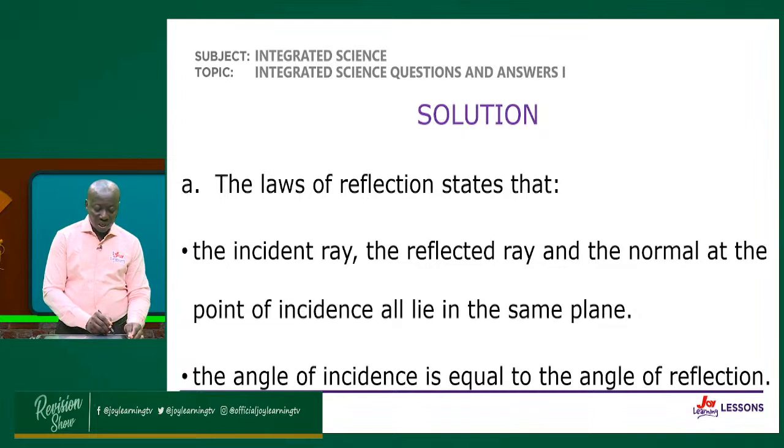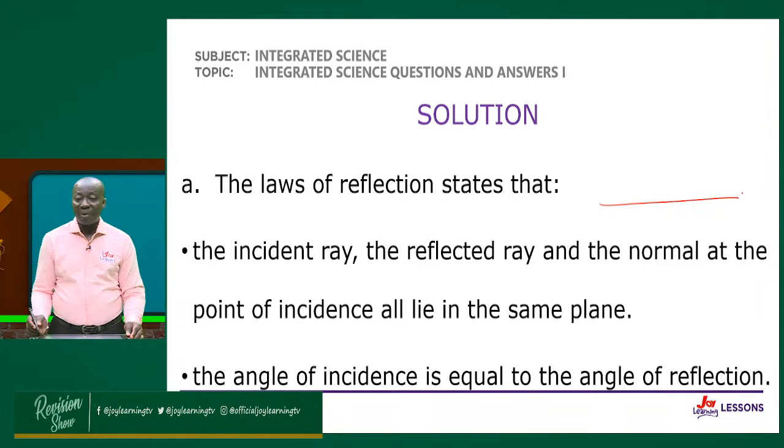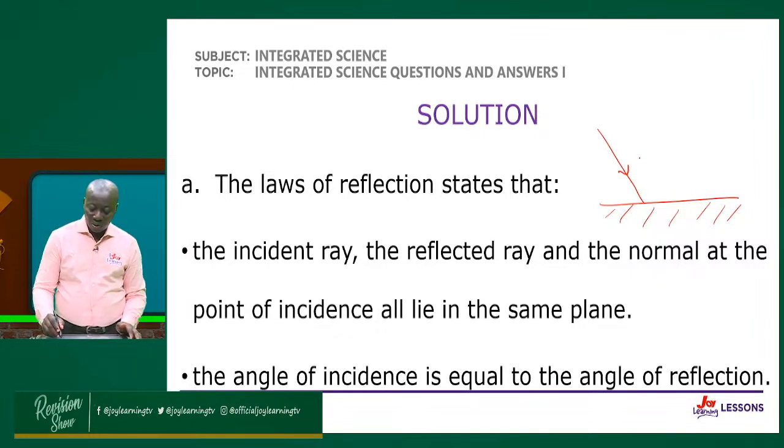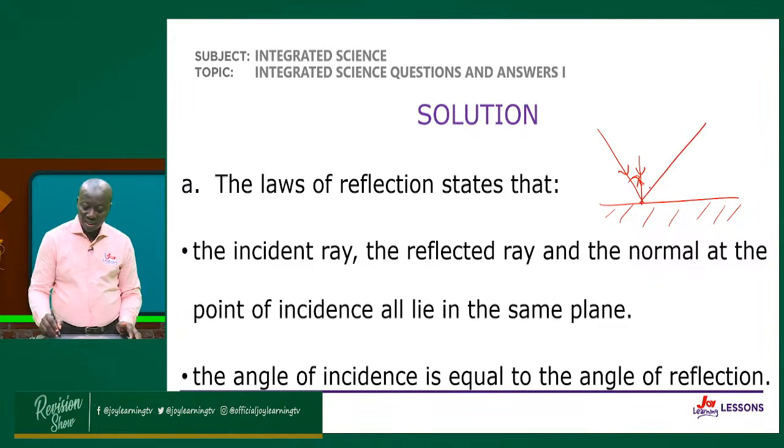Sometimes people tend to wonder, what do you mean by the incident ray? If this is a plane mirror, and there's a light ray striking the surface of the plane mirror, this is what we call the incident ray. It's coming from a point source or a light source, and there is a normal, a ray that is 90 degrees to the surface. When this light strikes the plane mirror at that angle, it will also reflect at the same angle.